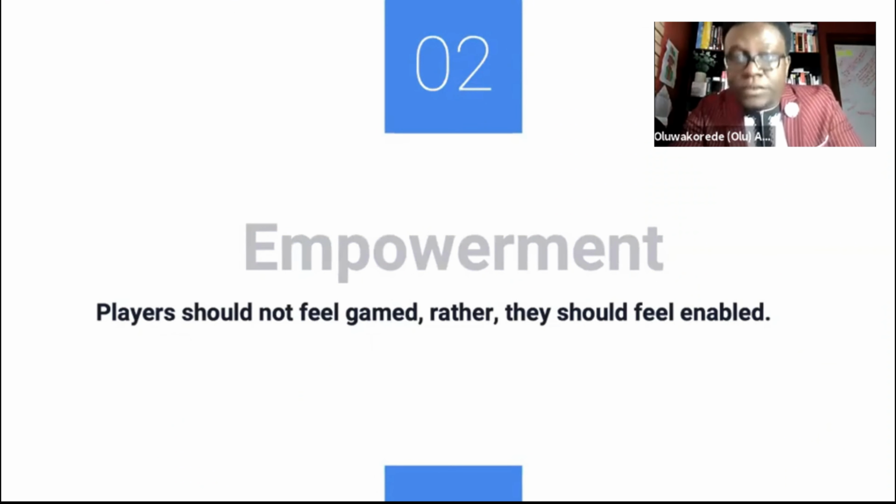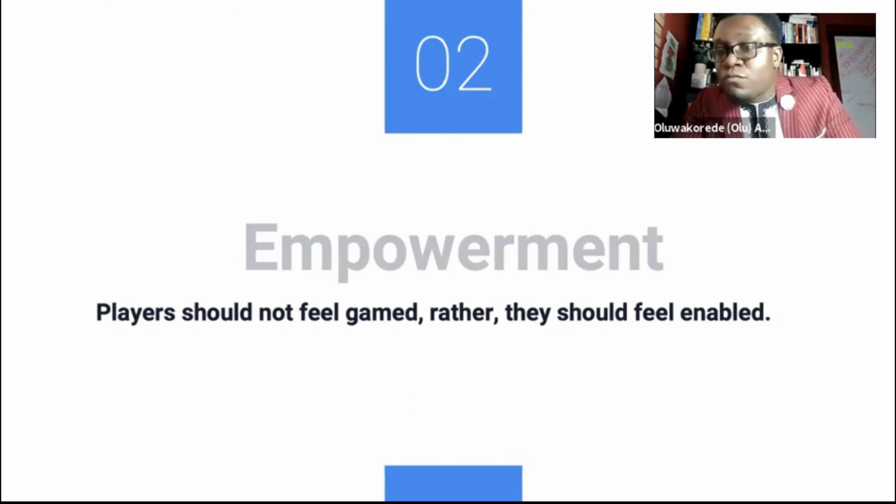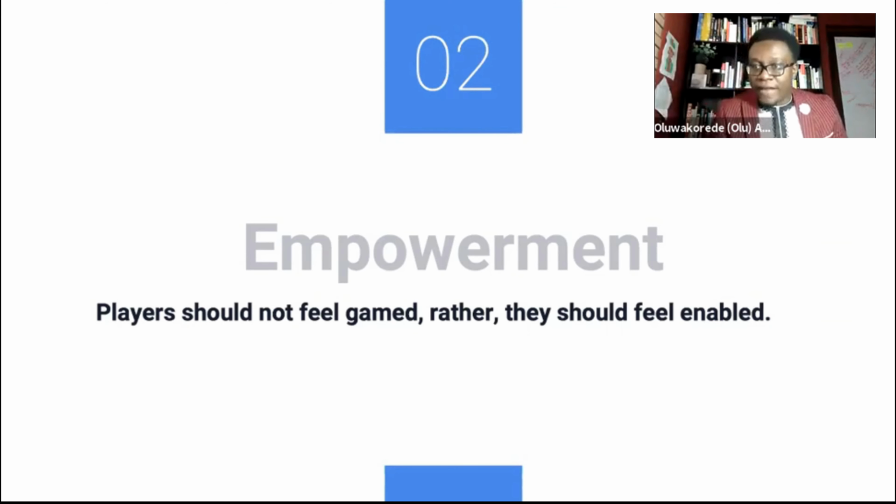Empowerment. Players should not feel gamed. Every time you and I feel gamed, we lose trust in the institution or the person that has gamed us. Rather, players should feel enabled. At the end of your gamified experience, a customer or a player that goes through it should feel empowered. They should feel they've gained something.